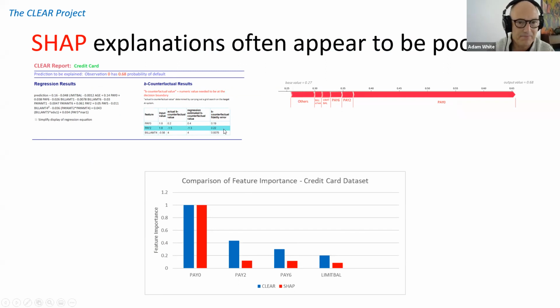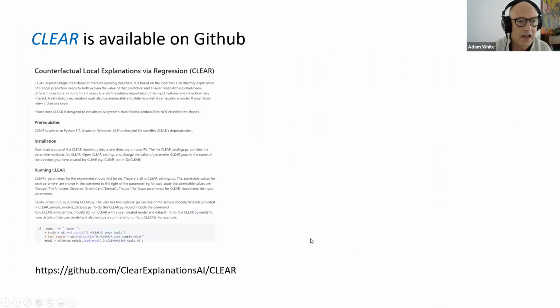And this is on, and I picked this observation, this is one in which CLEAR's fidelity was good. So by inference, SHAP is performing poorly here. But you wouldn't know that if you just look at SHAP's output, because it doesn't ever report its fidelity. Okay, a few other things to say.